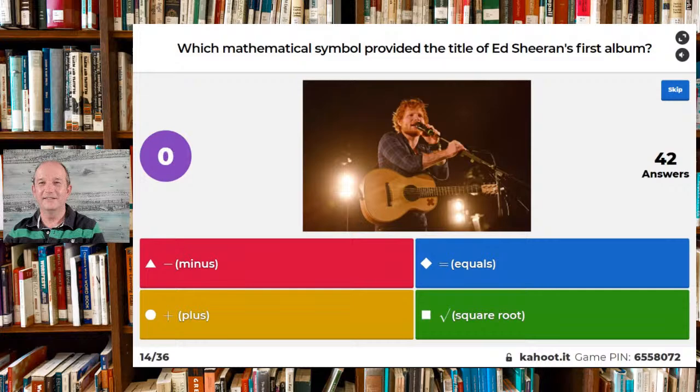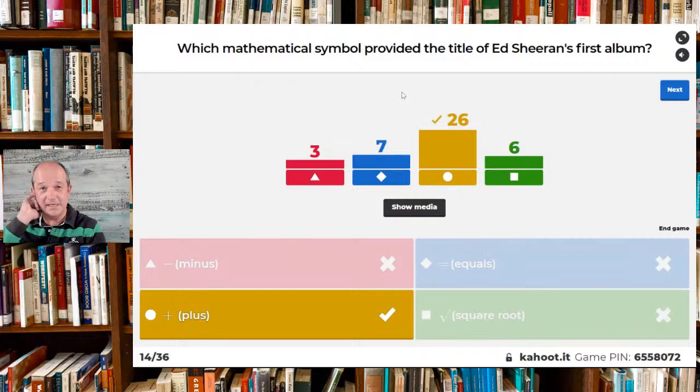And the answer is plus, 26 if you're getting that right. Well done. 6 if you're going for square root. Yeah, brilliant. That works for me. I like square root. But there we are. So plus is the correct answer. Let's see where we've gone on the scoreboard there.